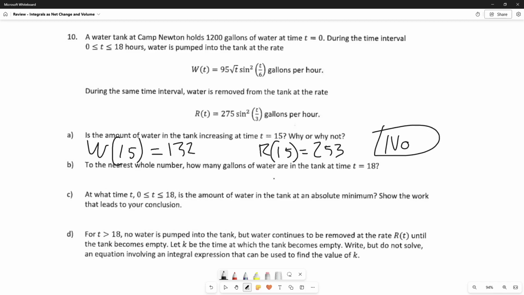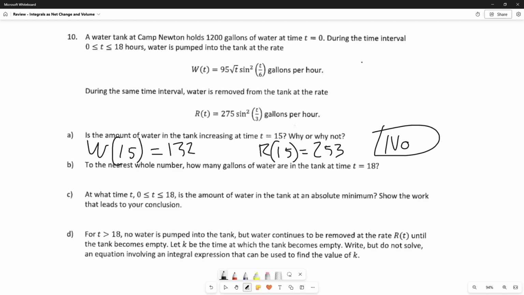And that's our final answer. Part B says, to the nearest whole number, how many gallons of water are in the tank at time t equals 18? First, we need to combine both the W of t and R of t equations to get an equation that gives us how much water is being added at that moment. If you think about it, how fast the water is being added is how fast the water is being pumped, minus how fast the water is being removed.